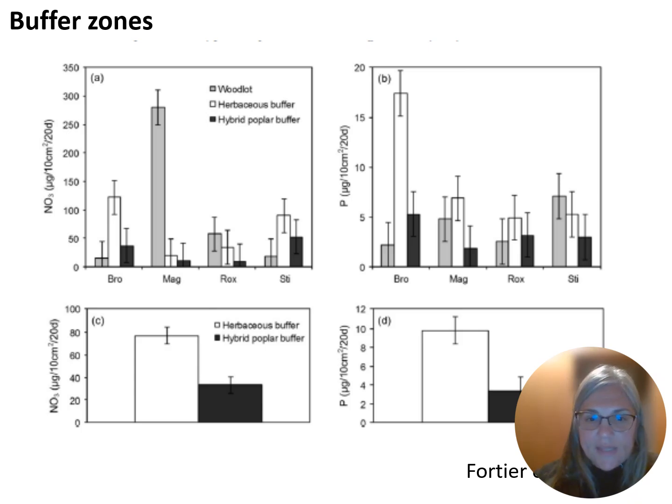So this is just looking at the effect of different buffer zones on nitrogen. The bottom graphs are looking at nitrate, and then phosphorus, and then we've got an herbaceous buffer versus a hybrid poplar buffer. And I believe that this is uptake or the amount in the soil, suggesting that maybe herbaceous buffers in this system might be more favorable than hybrid. But again, buffers are one way to minimize that runoff into aquatic systems.